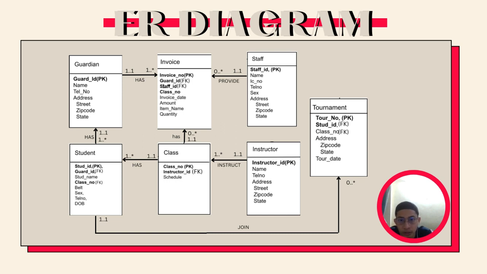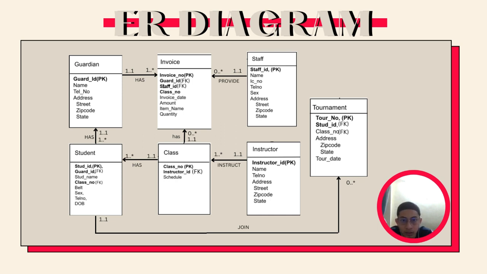And then we go to the student entity. We have the student ID as the primary key. We have card ID as the FK. We have the student name. We have the class number as the foreign key. We have the belt, phone number, and date of birth. A student can join a tournament, and a student must have one guardian.